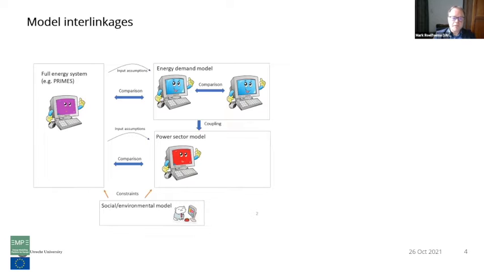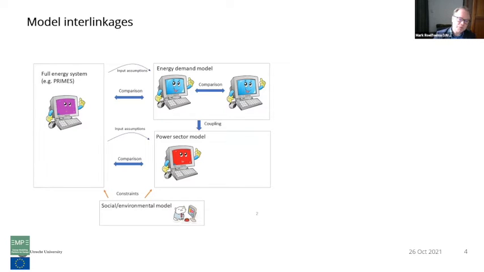So one of the key features of the Sentinel project is that we want to use the strengths and weaknesses of the different models, and we want to build this platform and interlink the models. So currently, Jacob already showed you a lot of the information from the PRIMES model that's included in the Clean Planet for All or 2030 target plan background studies.